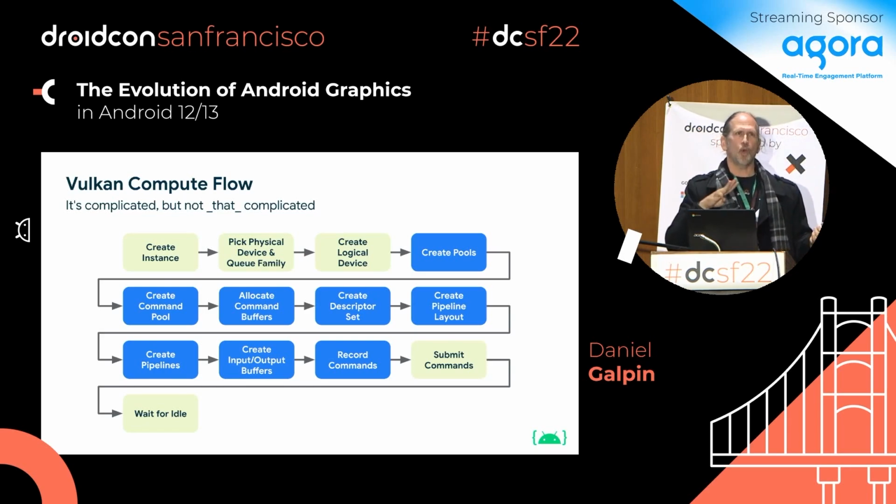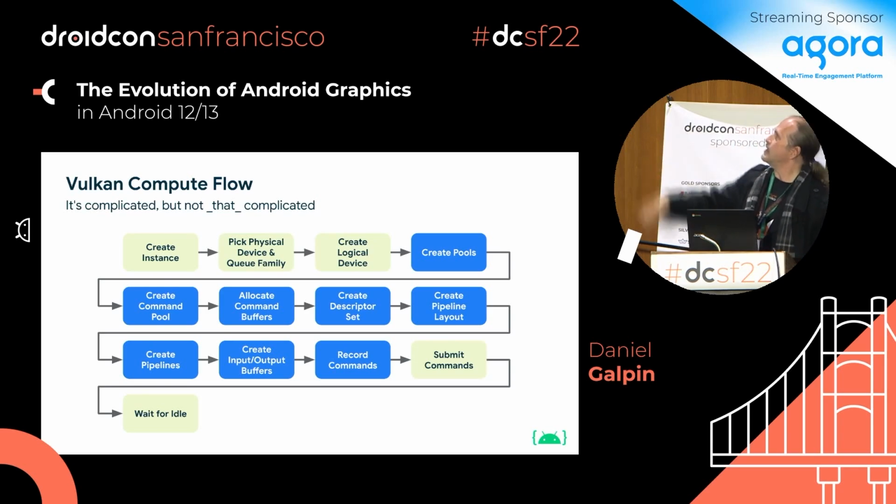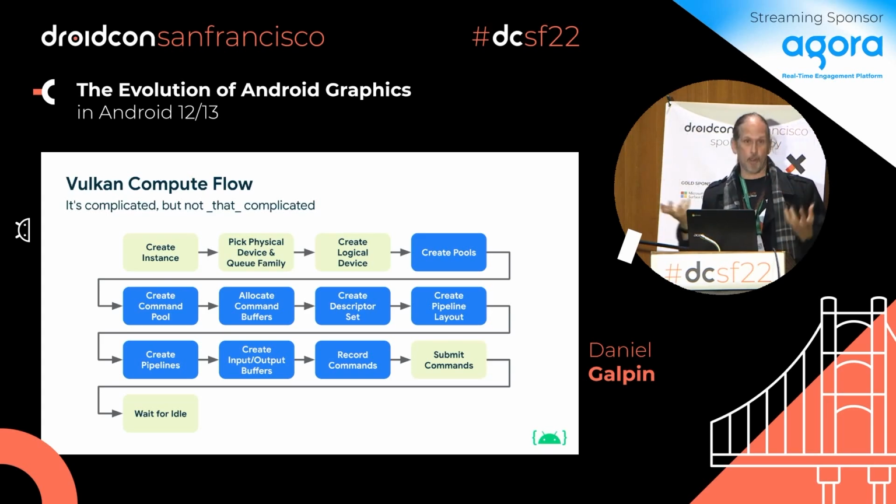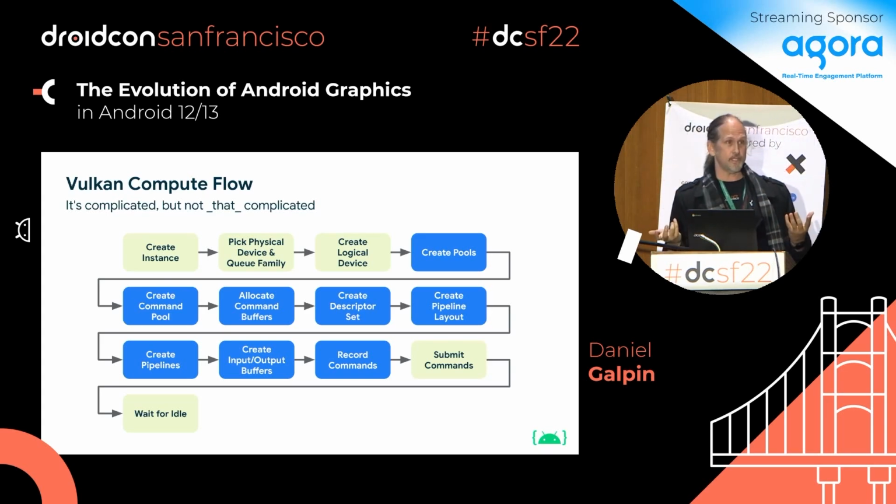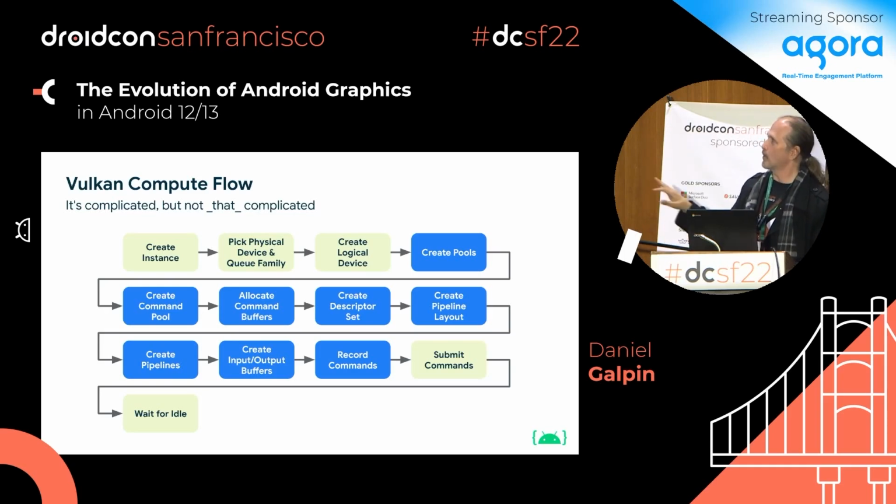I need a device that has these specific parameters, like supports compute, and then you go and actually create pools, allocate command buffers, lay out your pipelines, which you'd want to do in any kind of compute sense anyways, because you need to know the kind of workloads you're expecting, create your buffers, record your commands, submit them, and then wait for it to be idle and everything to be done. So that's kind of what it looks like at a very, very high level.